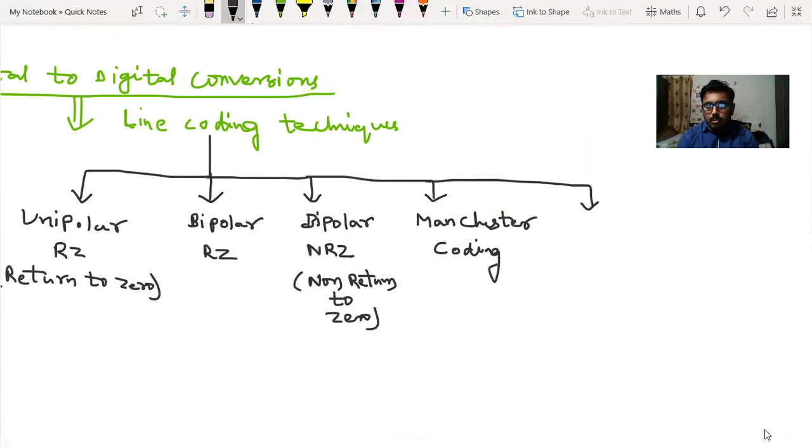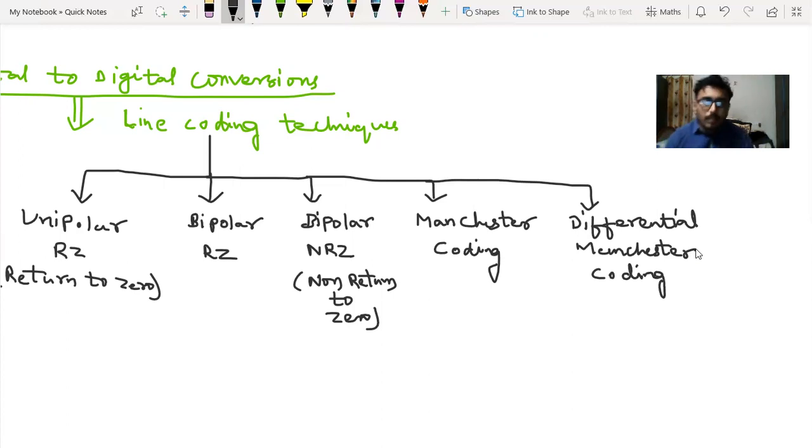So here one more method I can mention, that is differential Manchester. And there will be some more codings, like 2B4 codings, also there. Okay, so all different types of coding things what we are coming across here. So that is going to specify how we are representing a particular code.